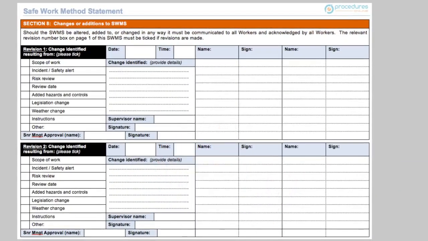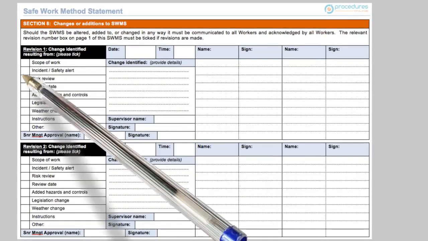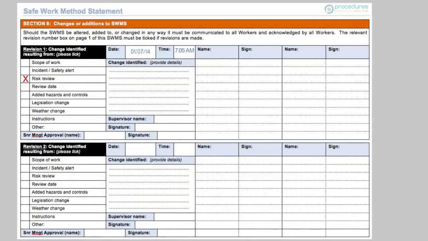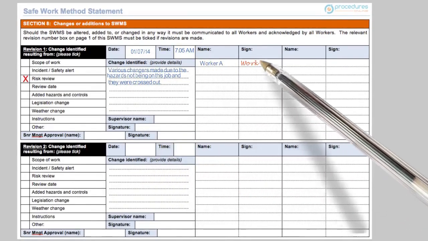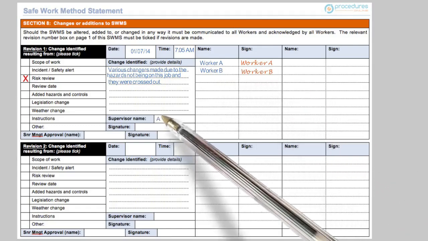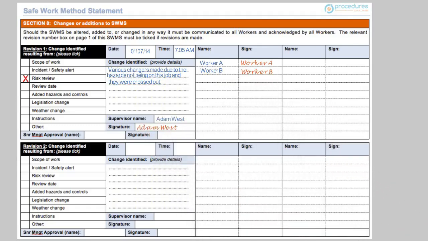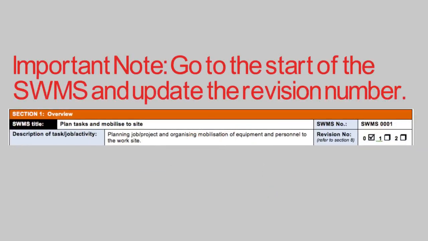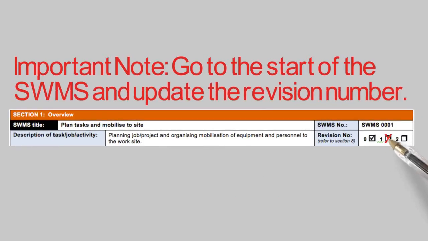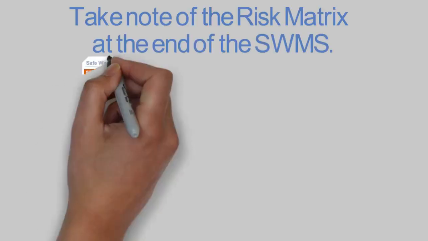Remember how we had to change some sections in the SWMS? So this part actually captures that, where you just do a risk review of what was changed, and then each person has to sign off on that, and also the supervisor. Now we go back to the first part, where we had the revision number. Notice that was revision 0, now we're going to be revision 1. You'll notice that there's a risk matrix at the end of the SWMS.